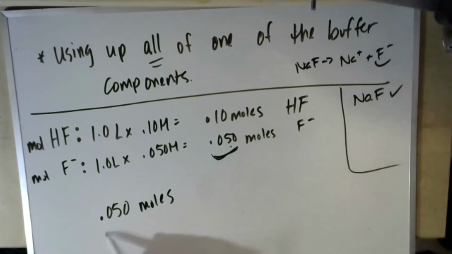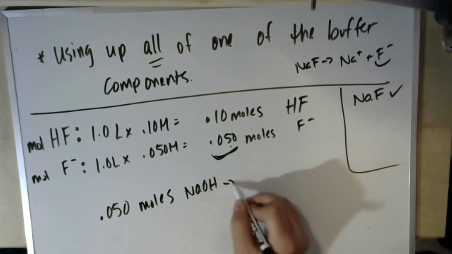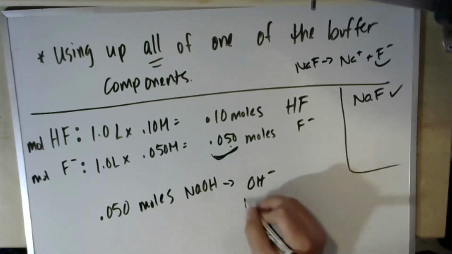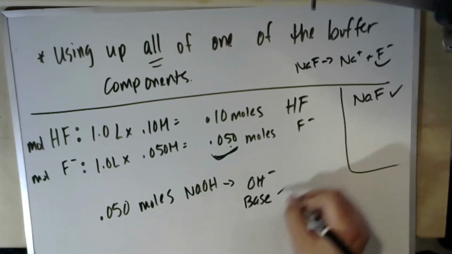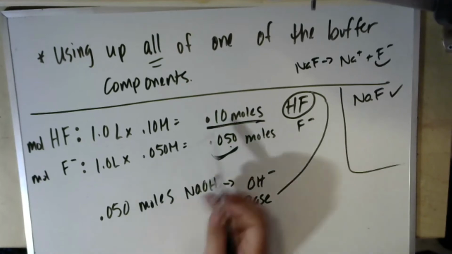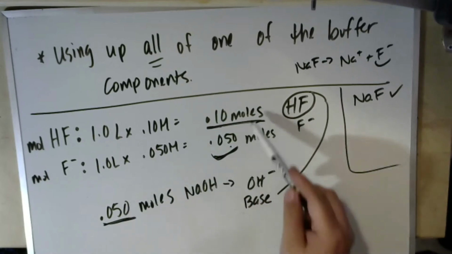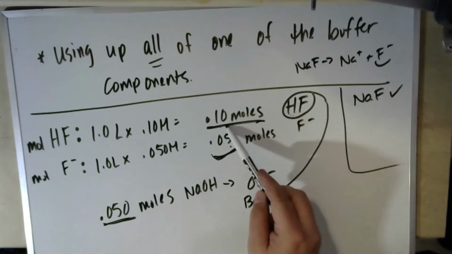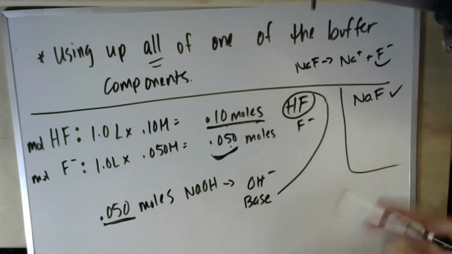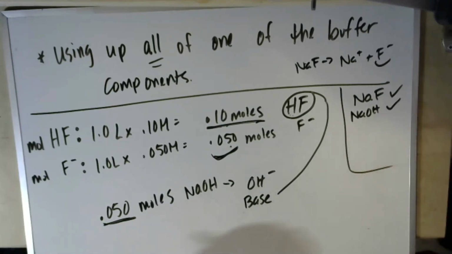If I added 0.050 moles of NaOH, the OH minus component, which is a base, would react with my HF and it would use up some of my HF. But I have more HF than the NaOH that I'm adding. So even after my NaOH reacts with my HF, I'll still have some of my HF left over. So in this case, the NaOH would not destroy my buffer.